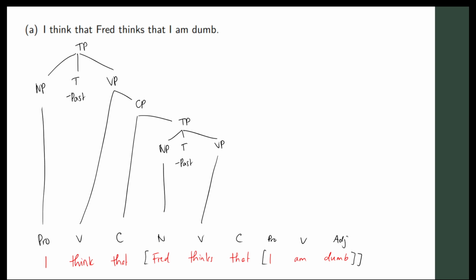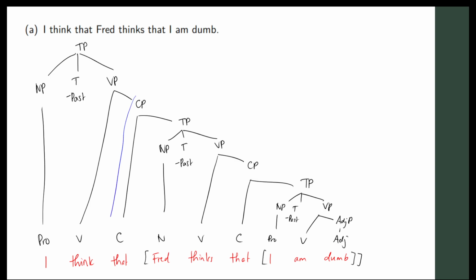Now we just repeat the same thing. It's going to take a complement that I am dumb, so this will be a CP that links to that VP. And now we're going to need a new tense phrase that has tense. So am is minus past. It's going to be a verb phrase that takes the V, and we're going to get an adjective phrase, dumb, as the complement of am. So we get a full tree that looks like this, just highlighting the fact that we have complementizers that are introducing our TPs right after.